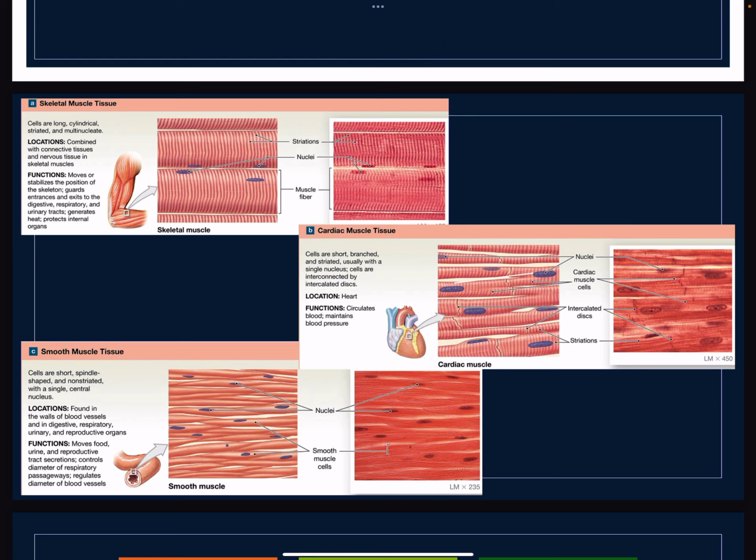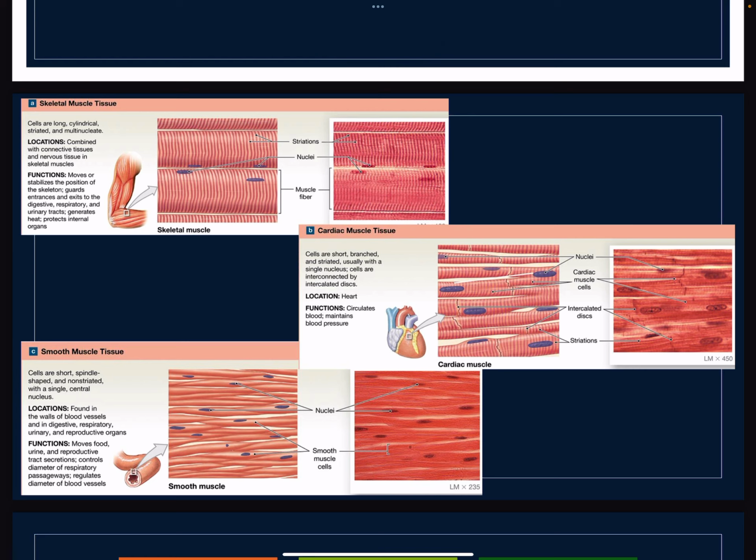But if we go to cardiac muscle tissue, we see how they're narrower. We see the nuclei and the muscle cells, but we also see the striations and the intercalated discs, which are kind of like little connecting ports right here. So the cardiac muscle tissue cells are shorter, branched, and striated, and usually have a single nucleus.